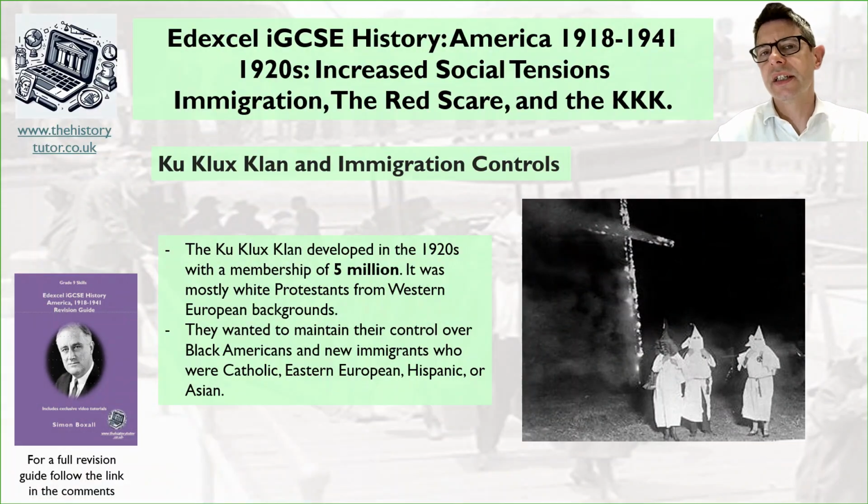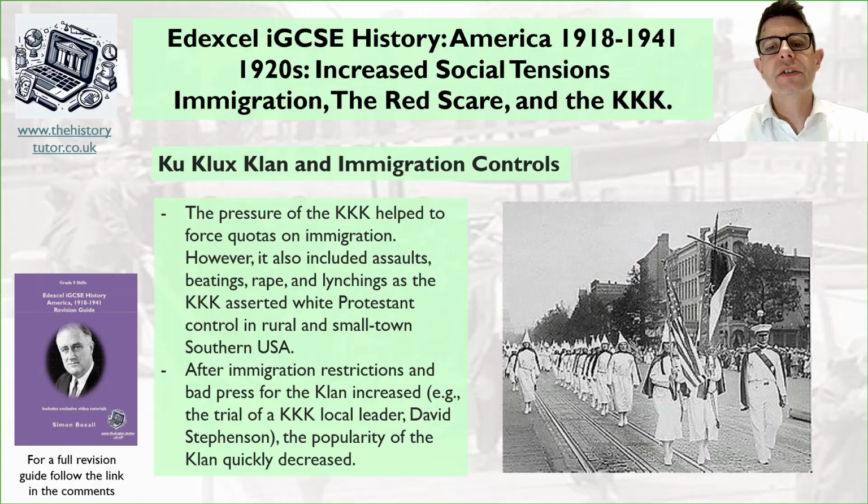Another way we see concerns about immigrants is the Ku Klux Klan and their impact on immigration controls. The Ku Klux Klan developed in the 1920s with a membership of 5 million people. It was mostly white Protestants from Western European backgrounds. They wanted to maintain their control against black Americans and also new migrants that had Catholic and more Eastern European or Hispanic or Asian backgrounds. Pressure of the KKK helped to force quotas of immigration.